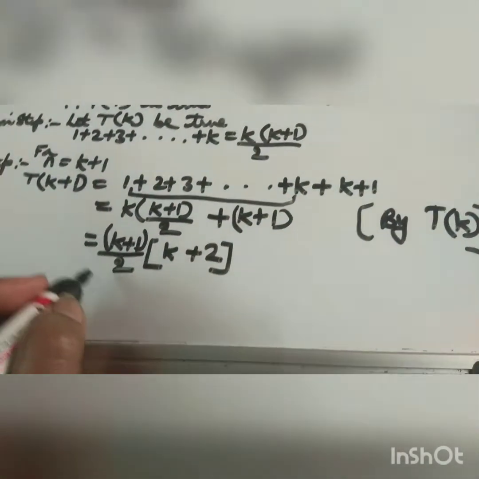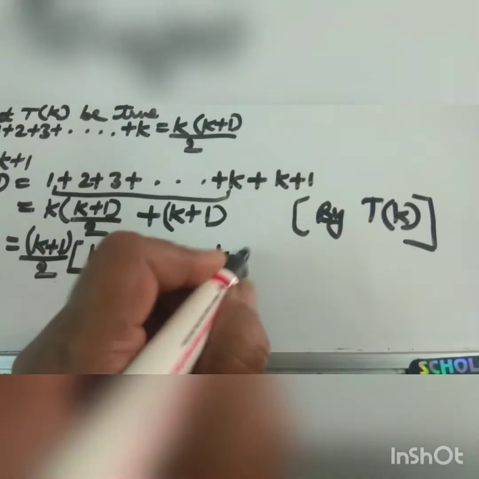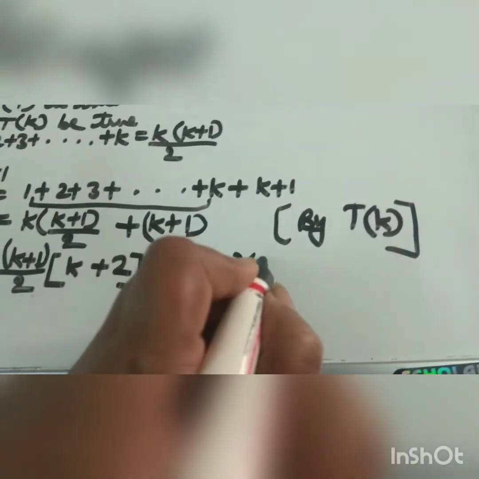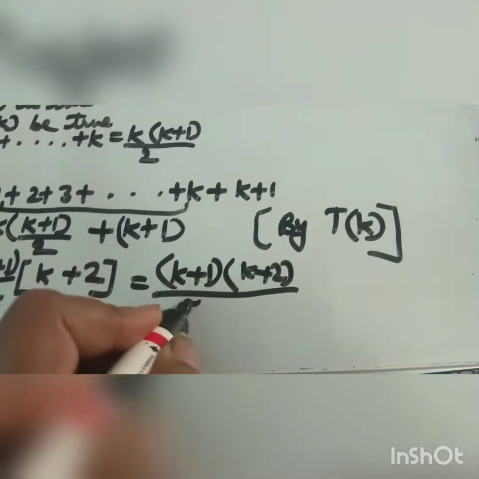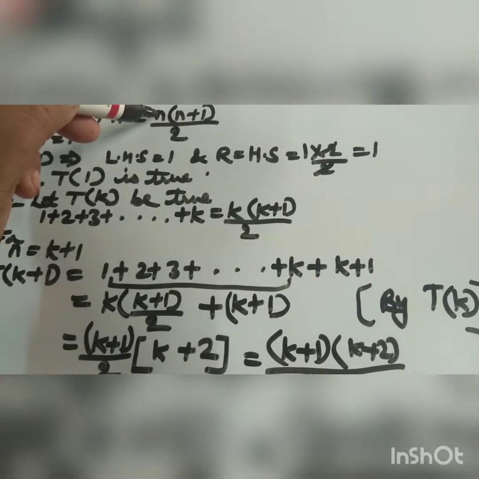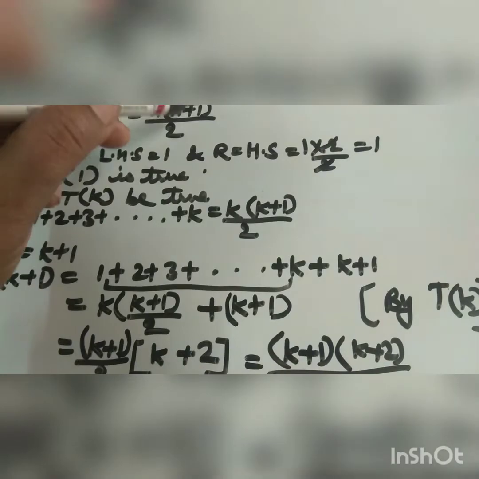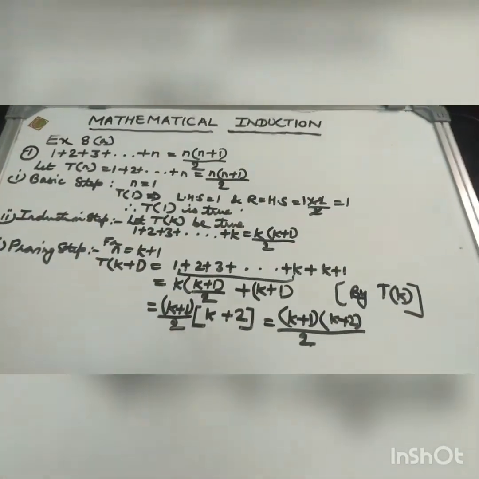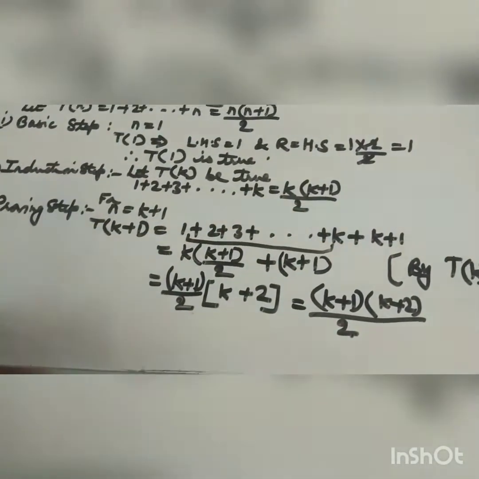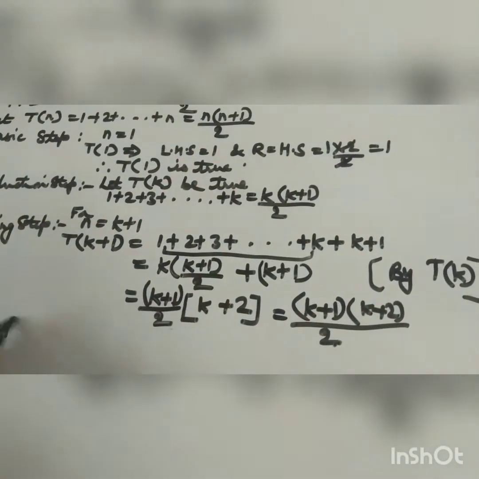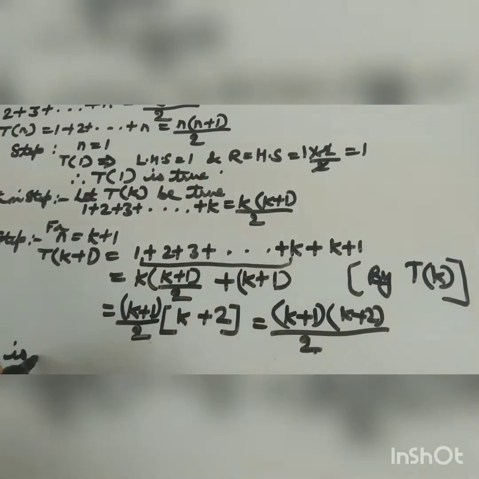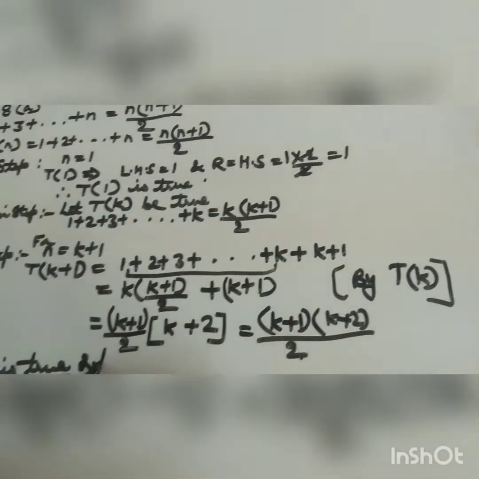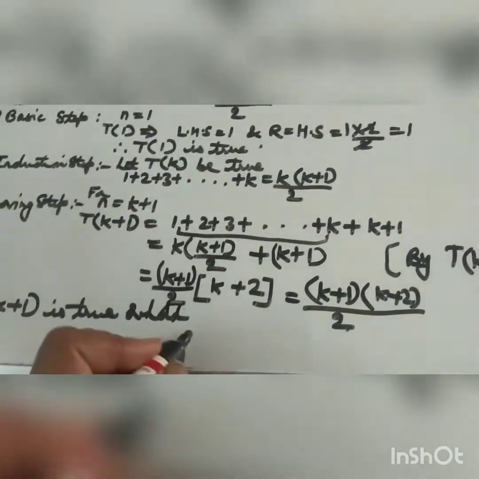common. Hence, this is the required term k plus 1 into k plus 2 upon 2, which is, if I replace n equals to k plus 1, I will be getting k plus 1 into k plus 1 plus 1, that is k plus 2. So, this is what I am getting here. Hence, the statement is true for T of k plus 1. Therefore, T of k plus 1 is true or holds. You can write is true or holds.